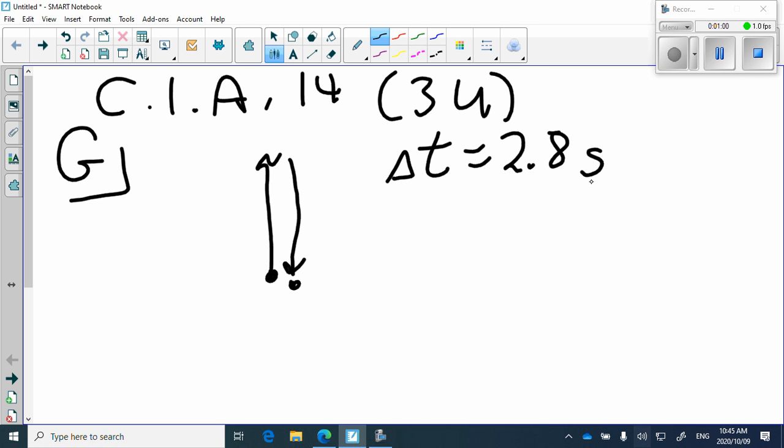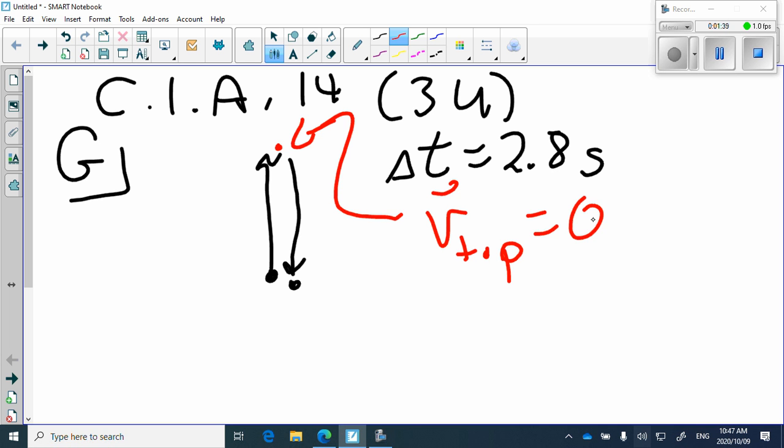So a couple of things to take into account here. First, if you've ever thrown a ball upward, at the very top, does anyone know how fast the ball is moving when it's right at the very top? The velocity at the top is 0 meters per second.